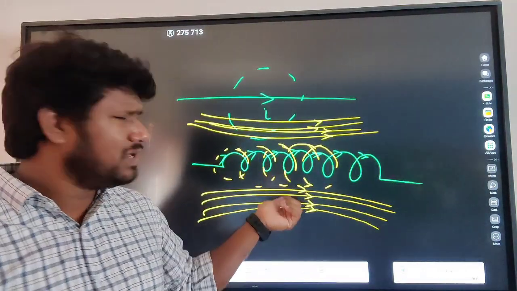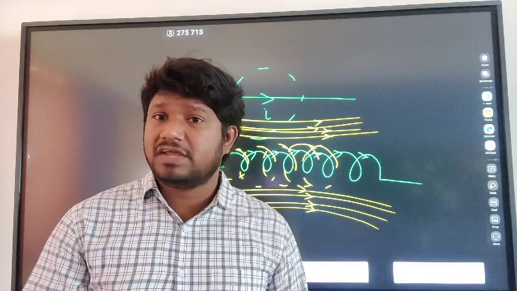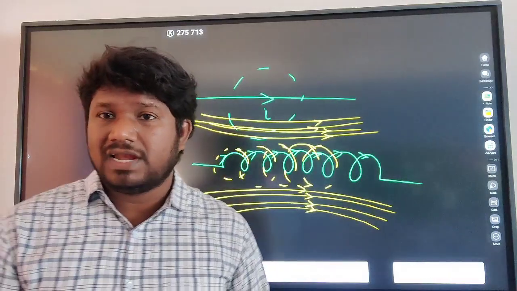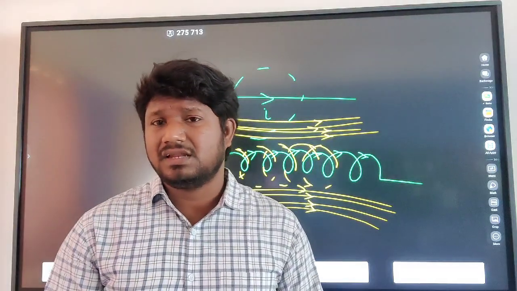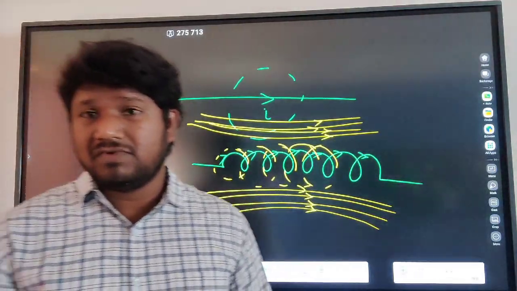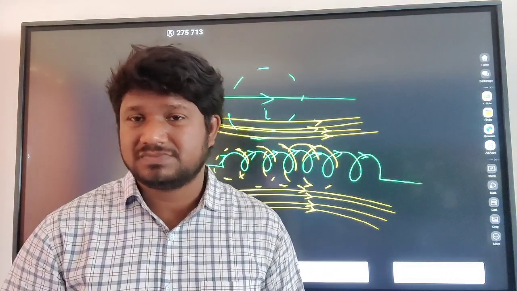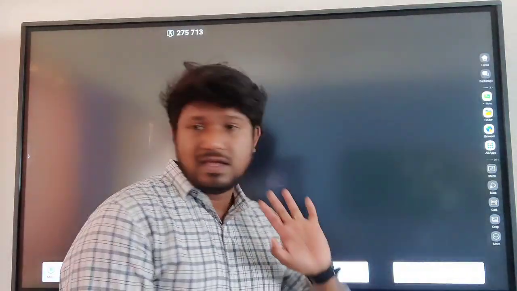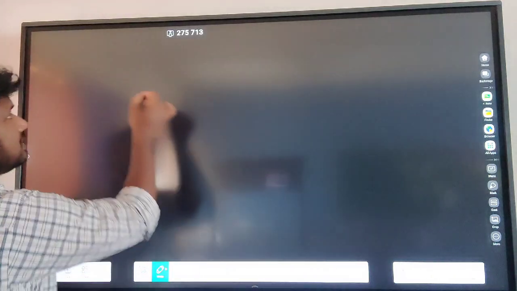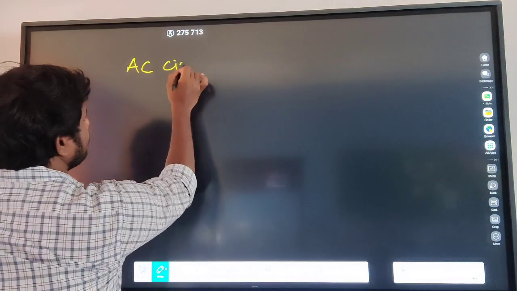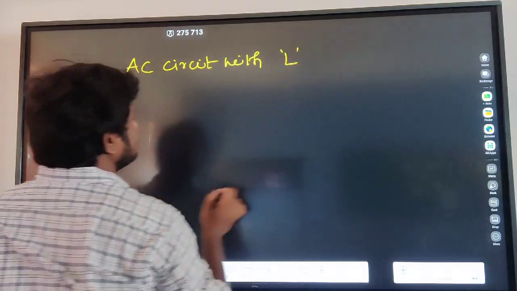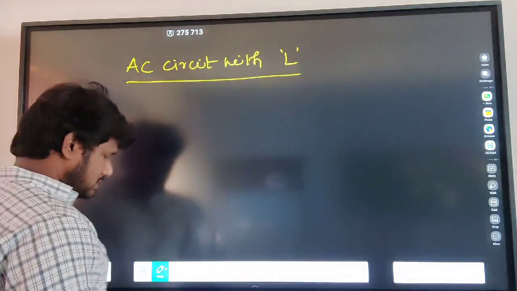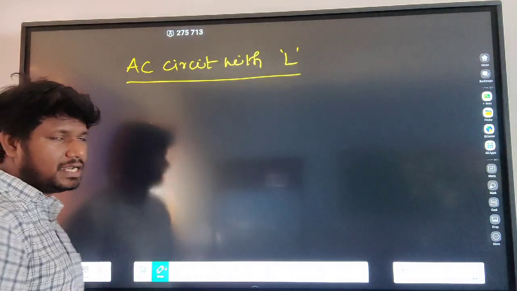So how will this flux be produced? That will be defined with the help of Faraday's law of electromagnetic induction. There are a few basics that you have already learned in the previous classes, which I am not going to touch. Okay. Now, AC circuit with inductance. Now I am going to discuss the AC circuit with inductance.